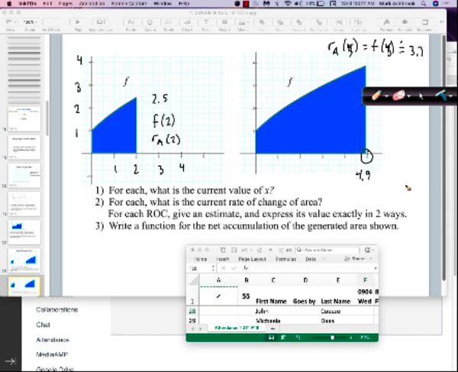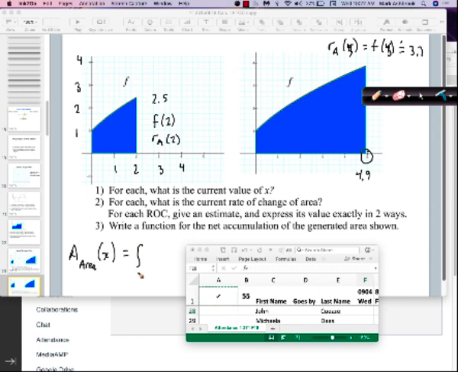Okay, net accumulation area function for the generated area shown. So now I've got this function f. I'm sweeping out this area between f and the x-axis, and I want the net accumulation function. So what does that look like? A sub area of x. I'll give you that part. So I want to write the exact net accumulation for this. Yes, sir? So why did you choose 0 for A?